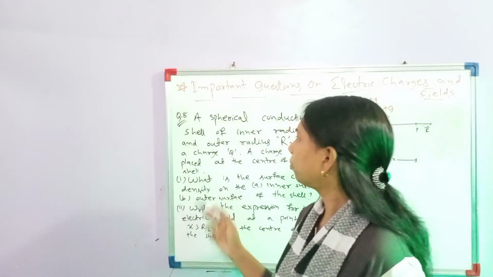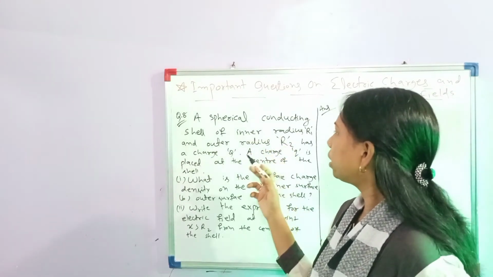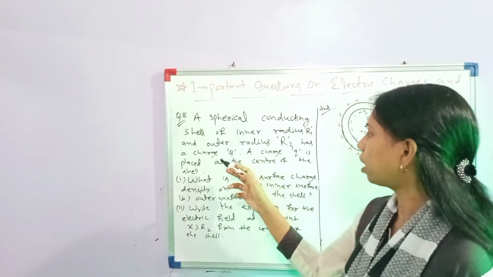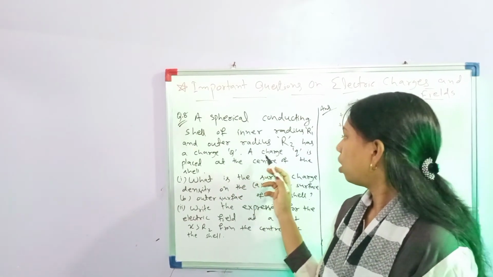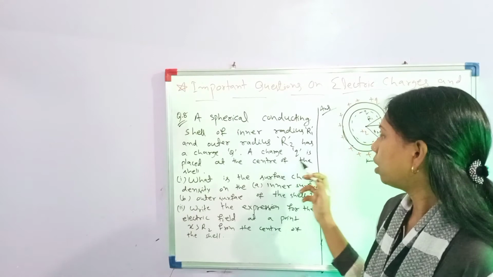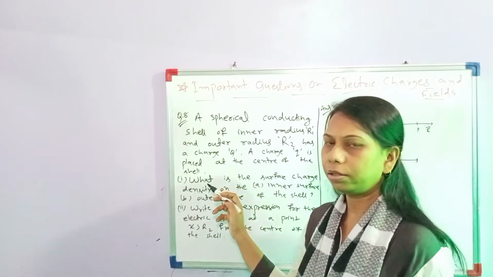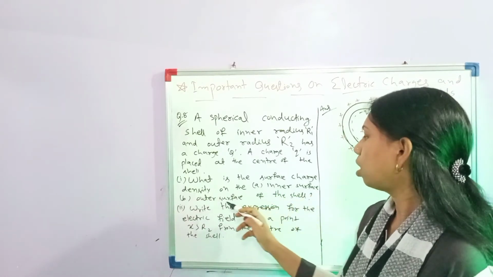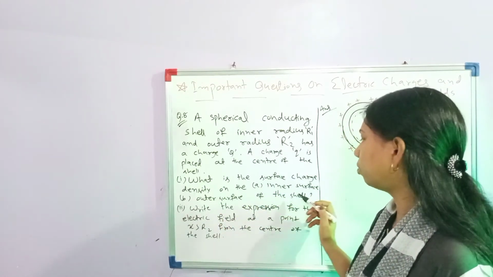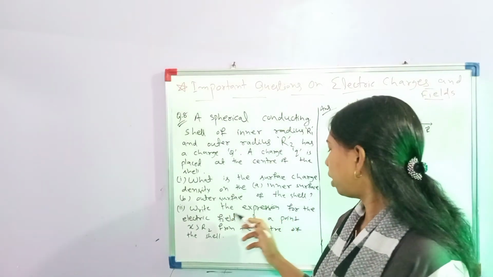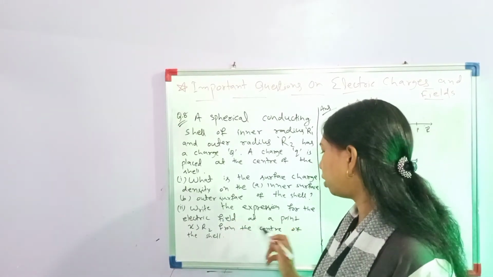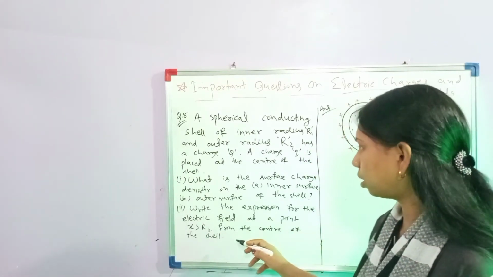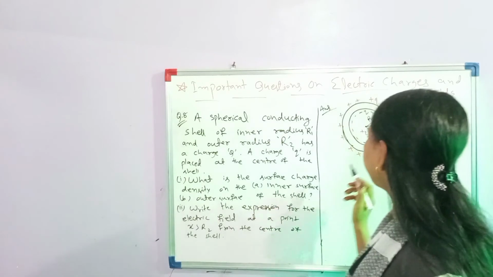Next, question number 8. A spherical conducting shell of inner radius r1 and outer radius r2 has a charge plus Q. A charge small q is placed at the center of the shell. What is the surface charge density on the inner surface and on the outer surface of the shell? And write the expression for the electric field at a point x greater than r2 from the center of the shell. Come to the diagram of the question.